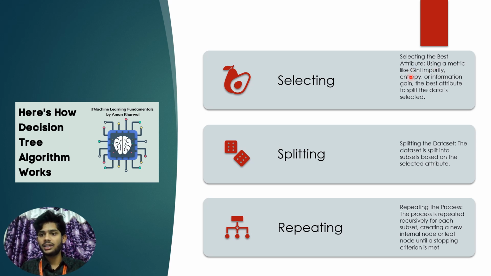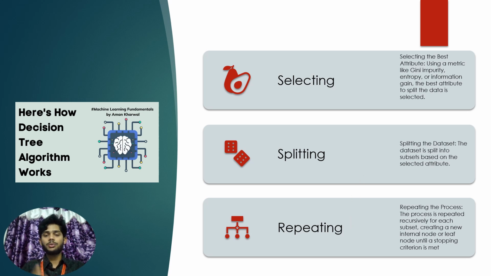Using a metric like Gini impurity, entropy, or information gain, the best attribute to split the data is selected. So first the data is selected, used to split the tree, and the next process is splitting. The data set is split into subsets based on the selected attribute. Then next is repeating. The process is repeated recursively for each subset, creating a new internal node or a leaf node until a stopping criterion is met.